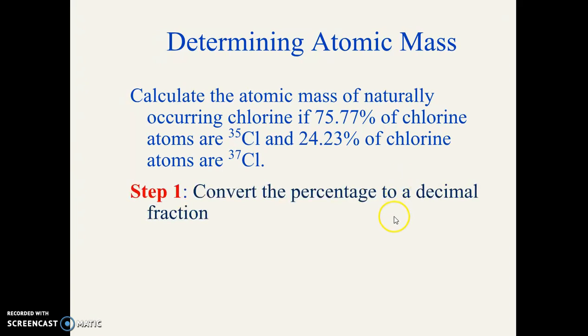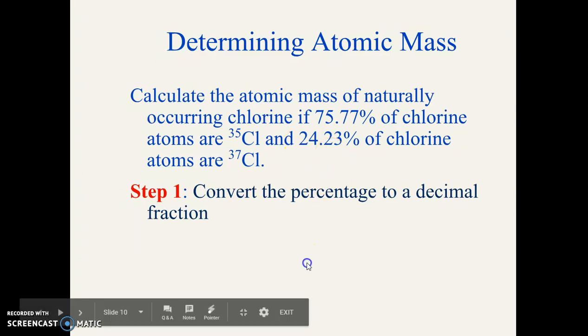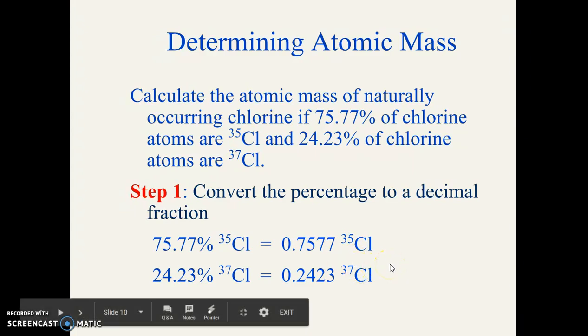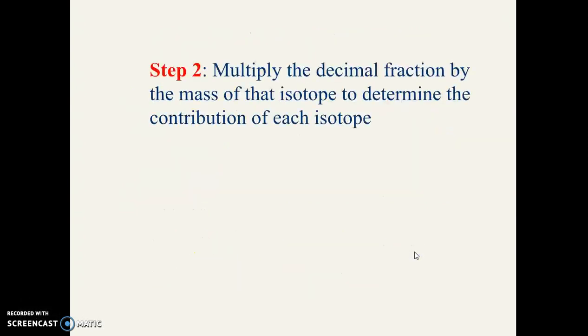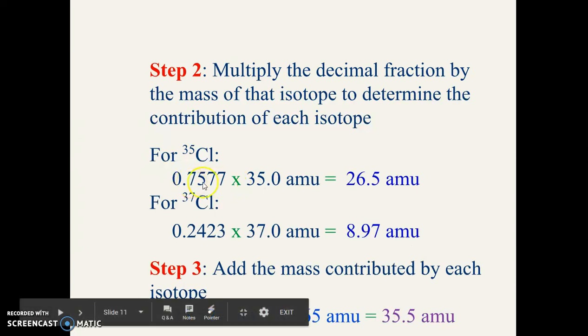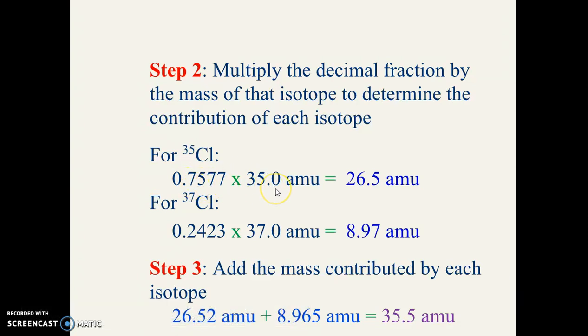So the first thing that you're going to do in all of these is convert the percentage to a decimal fraction. So instead of 75.77%, I'm just going to say 0.75, and instead of 24.23%, I'm going to say 0.24. So you convert it to decimals, which is exactly what I have shown you right here. Feel free to pause and write this stuff down as needed. So all I did was just divide by 100 because percents are based out of 100. Then I'm going to multiply the decimal fraction by the mass. So if 75% of it was chlorine 35, that's what I'm going to multiply it by.